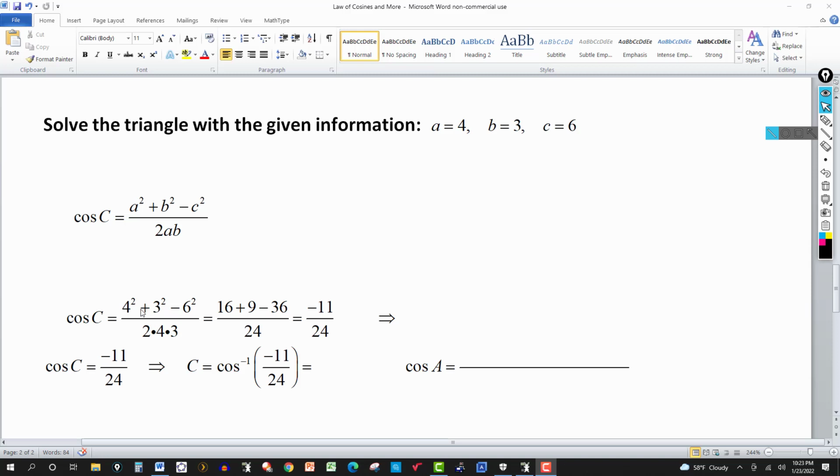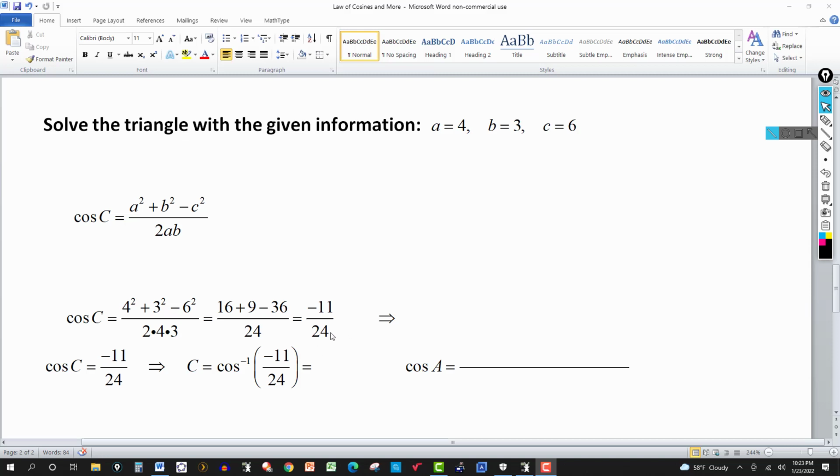So if I do these calculations, 4 squared is 16, 3 squared is 9, 6 squared is 36. So I have 16 plus 9 minus 36, I get negative 11. And then the denominator, I have 2 times 4 times 3, that's 24. So I get minus 11 over 24.